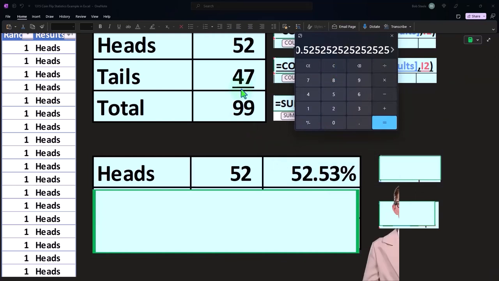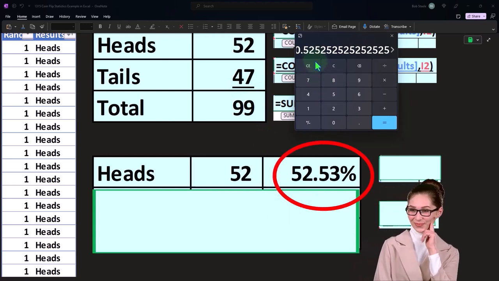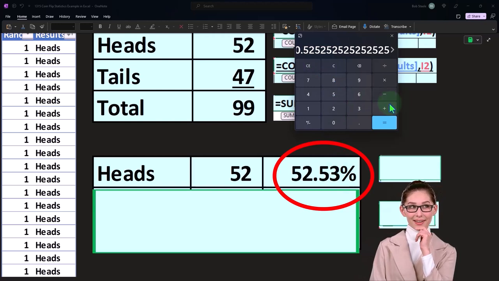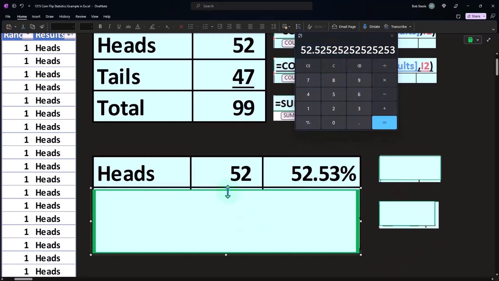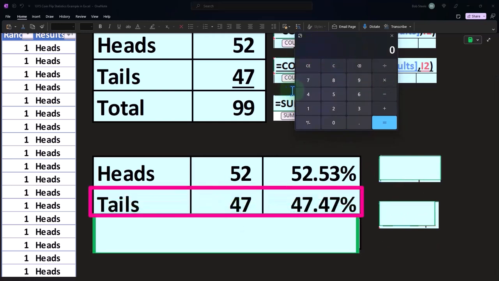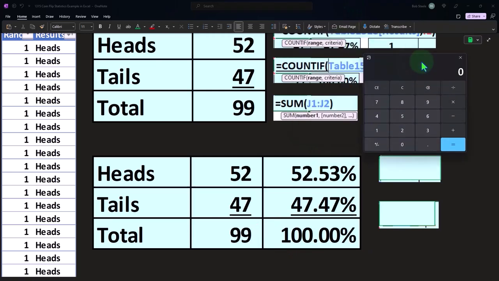52 over 99 is going to give us, if I move the decimal two places over, 52.53 about. It's rounding, right? Then tails is going to be 47 over 99. If I move the decimal two places over, 47.47 about, and that will give us the total percent of 100%. So we don't have to flip it exactly 100 times in order to get a percent, right? Which is often what you see in example problems.